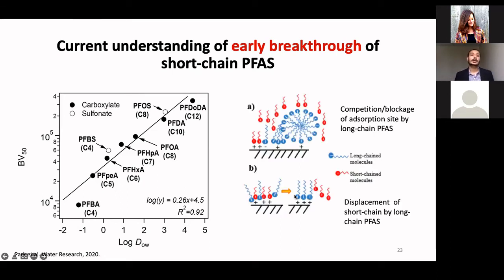The other reason why short chain PFAS can break through early from these filtration systems is competition between long chain and short chain compounds. The long chain compounds tend to block the adsorption sites available in your filter media, so the short chain compounds do not have enough sites to adsorb onto your media. In some cases, even the adsorbed short chain compounds can be displaced by your long chain compounds, and that can increase their concentration in your effluent, as observed in many of these studies.